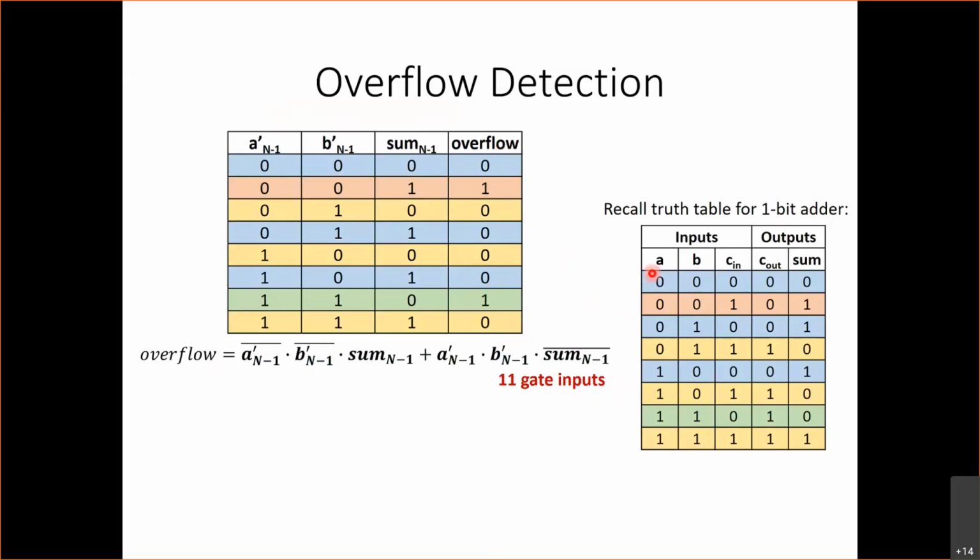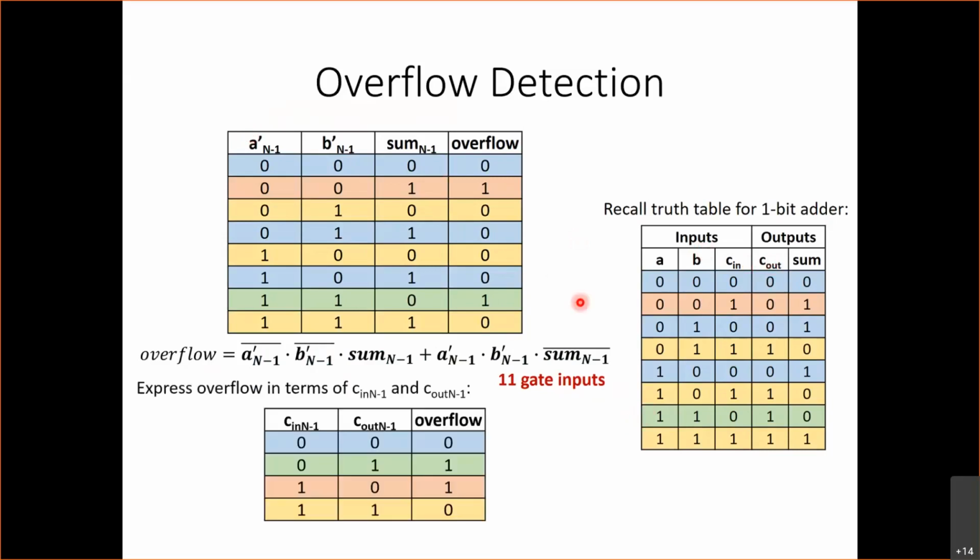So let's go over here in the truth table and take a look. You'll notice that for these blue rows, carry in and carry out are 0, 0. Here there's 0, 0, here there's 0, 0. For the yellow rows, carry in and carry out are 1, 1. So here we have 1, 1, 1, 1, and 1, 1. And then for the orange and the green rows, carry in and carry out are 1, 0, and 0, 1. So what we can actually do is express our overflow in terms of carry in and carry out, as opposed to expressing it in terms of A, B, and sum, and we can get a simpler equation.